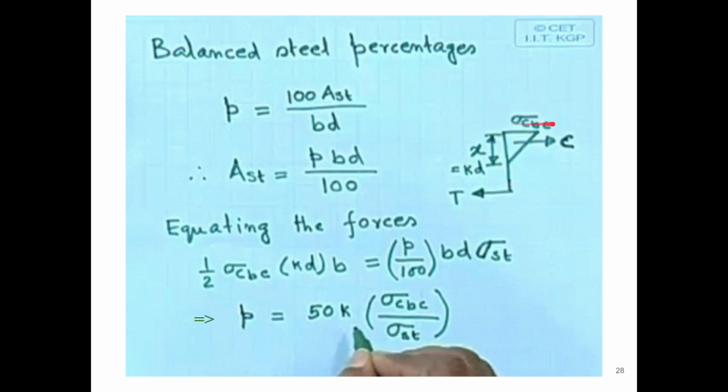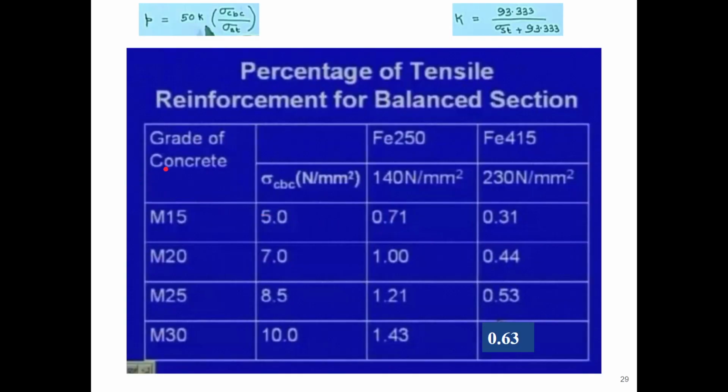This is the topmost compression part, so this is the sigma CBC value. This is the center of compressive force. This is the center of tensile force. So equating the forces, we can write half sigma CBC into X, which is KD, into B, is equal to AST into sigma ST, where AST is PBD by 100. So this implies that P is equal to 50K into sigma CBC by sigma ST, and using that we can find the percentage of tensile reinforcement for balance section, for varying grade of steel.